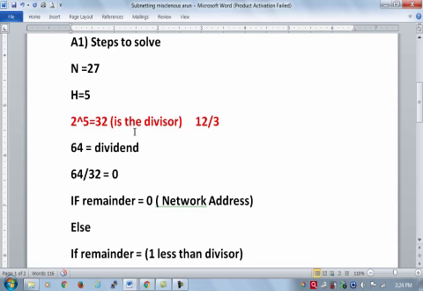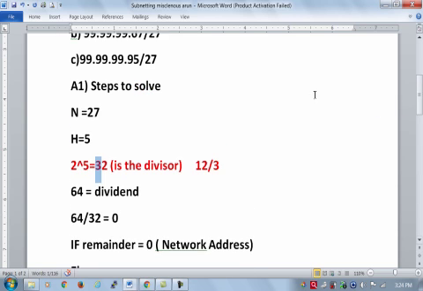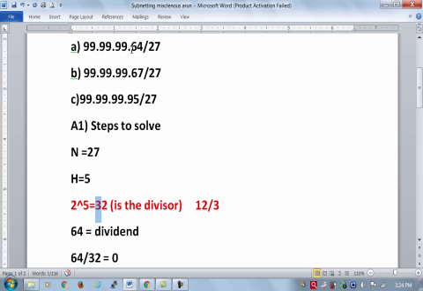So what I told you is the procedure to find out if a given IP address is a network address, a broadcast address, or a host IP address. What I told you is that the 32 becomes the divisor and 64 is the dividend. I hope you understood how I have taken the 64. The 64 is nothing but the last octet decimal number.